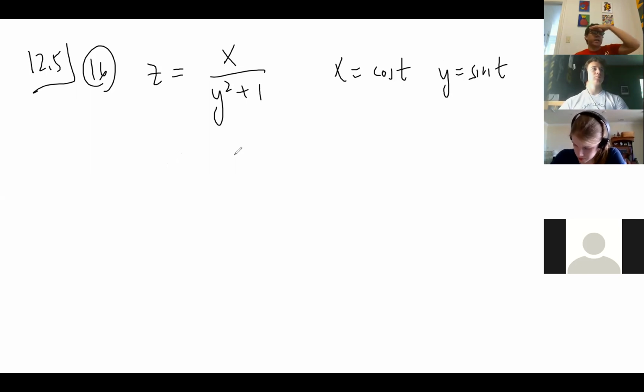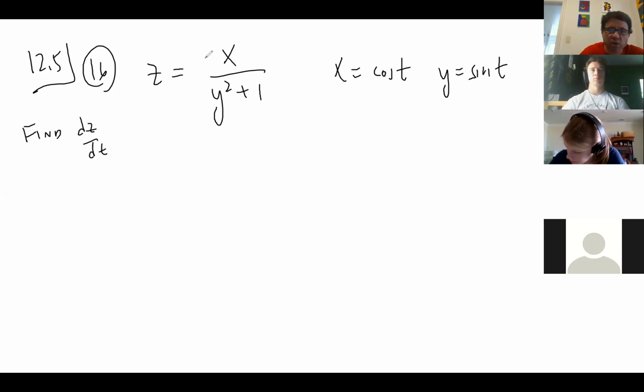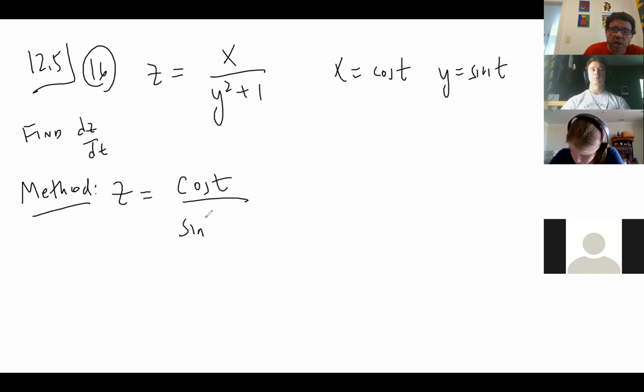But in order to find it, there's two ways to do it. We're trying to find the derivative with respect to t, but realize that z is a function of x and y, and each of those are functions of t. So the first method, you could just substitute in and get z as a function of t. You could plug in cosine here, and you could plug in sine there, just straight up. This is method number 1. Just substitute them in before you do any derivatives.